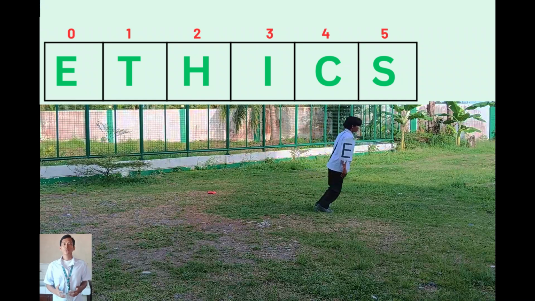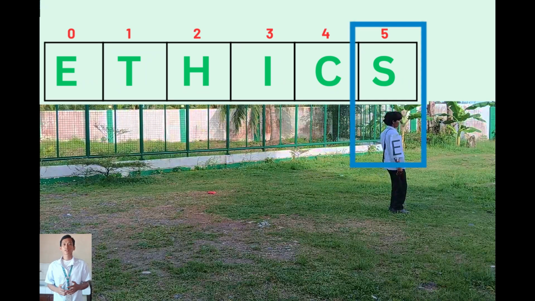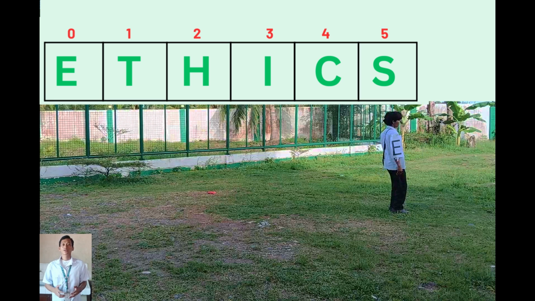And now, we move to the last or the sixth iteration. In the sixth iteration, the pattern now moves to index 5 of the text. Now, pattern E does not match index 5, which is S. So, this is a mismatch. And now, the sixth iteration is finished. And here is the pass for the sixth iteration.